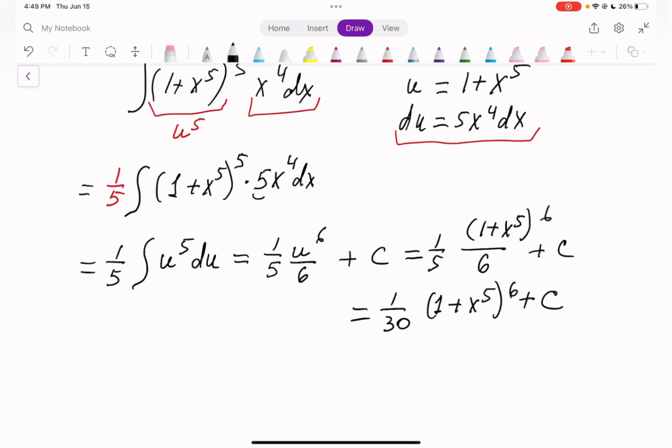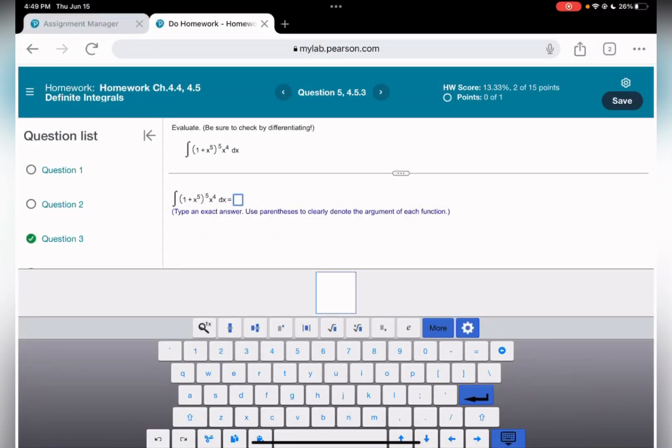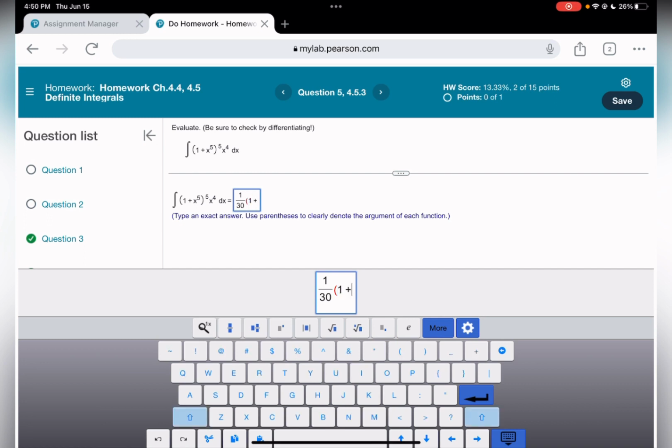And here is going to be my answer. Let me plug in. Hopefully I didn't make any silly mistake. 1 over 30. And then here we put parentheses. It's going to be 1 plus x to power 5 coming down. Okay, parentheses, and then to power 6. Okay, bringing down, and plus uppercase C.